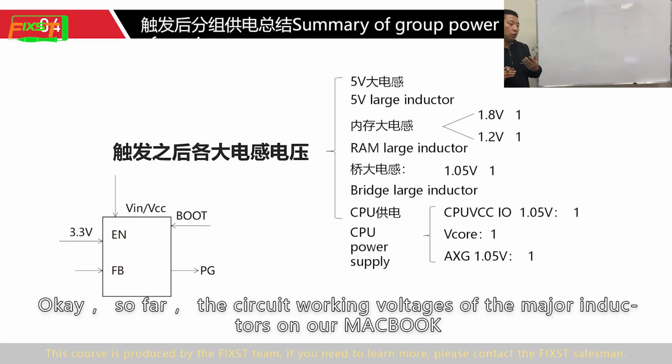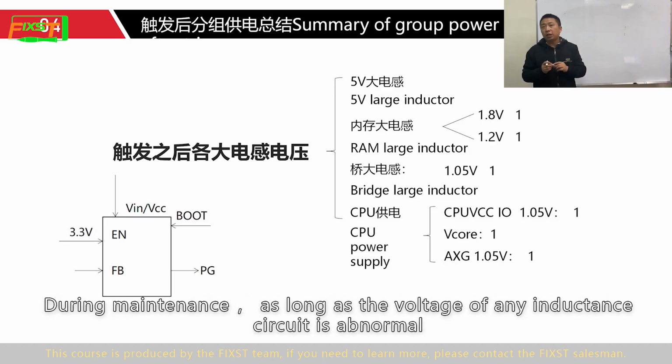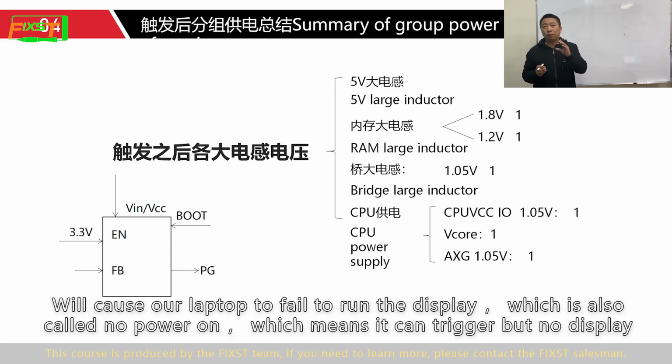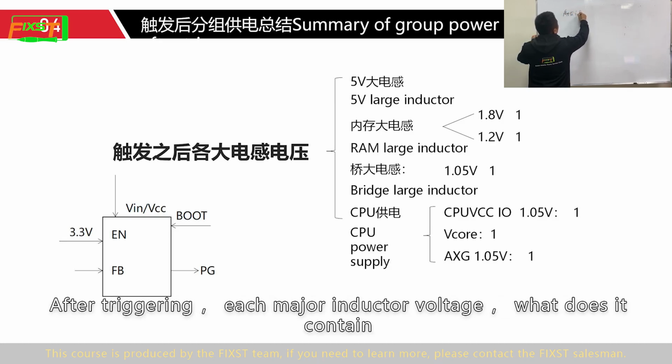Okay, so far we have covered the circuit working voltage of the major inductors on our MacBook. We have also analyzed their circuit parts. During maintenance, as long as the voltage of any inductance circuit is abnormal, our laptop will fail to display, which is also called no power on, meaning it can trigger but has no display. According to the last few lessons we have learned, after triggering, each major inductor voltage, what does it contain?